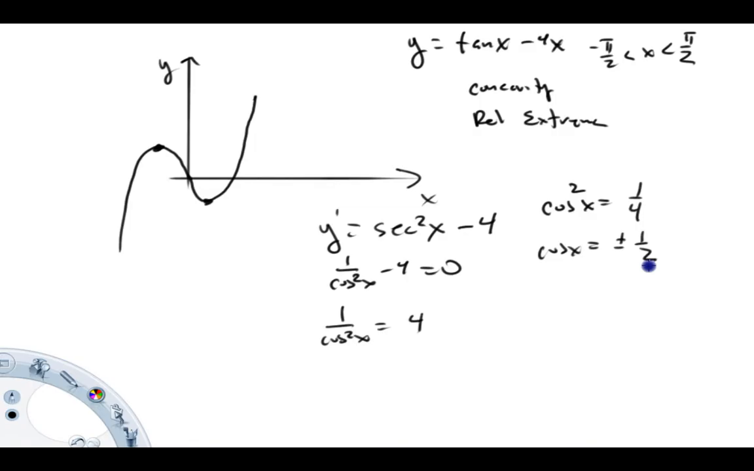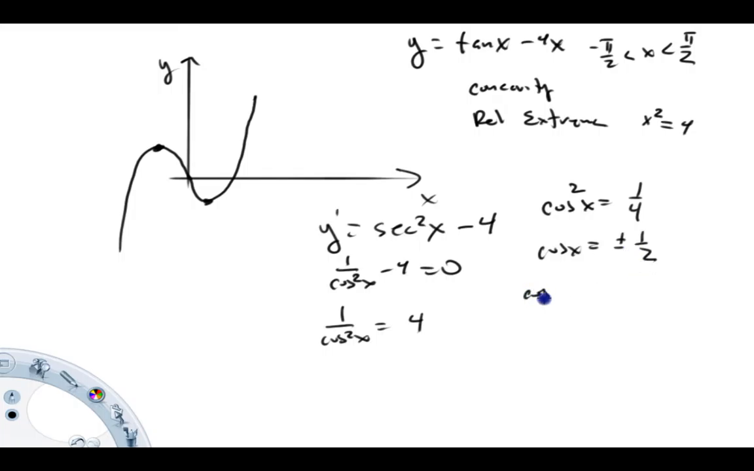And again, this is occurring because, let me take a little break and talk about this. If I have an equation like x squared equals 4, there are two values of x that solve this, plus 2 or minus 2. So cosine squared x equals 1/4. There are two values for cosine x that solve this, plus 1/2 and minus 1/2.